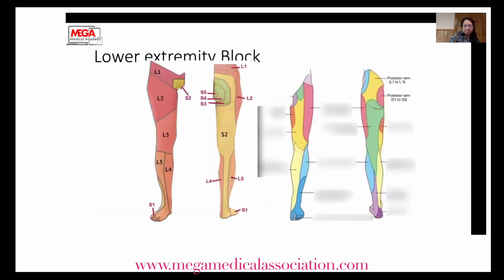So now we're going to move to the lower extremity. Important landmarks in the lower extremity: the groin is T12-L1. We have to know that. The knee is between L2 and L3, and in the foot, we have S1 on the outer side and L5 on the front here.